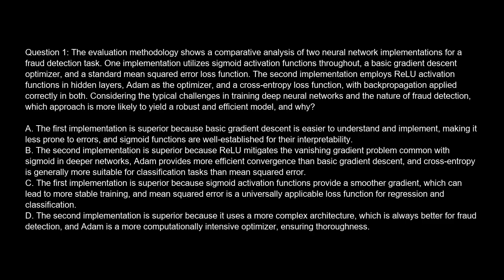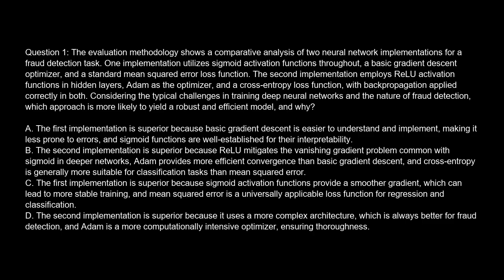Option B. The second implementation is superior because ReLU mitigates the vanishing gradient problem common with sigmoid in deeper networks. Adam provides more efficient convergence than basic gradient descent, and cross-entropy is generally more suitable for classification tasks than mean-squared error. Option C. The first implementation is superior because sigmoid activation functions provide a smoother gradient, which can lead to more stable training, and mean-squared error is a universally applicable loss function for regression and classification.